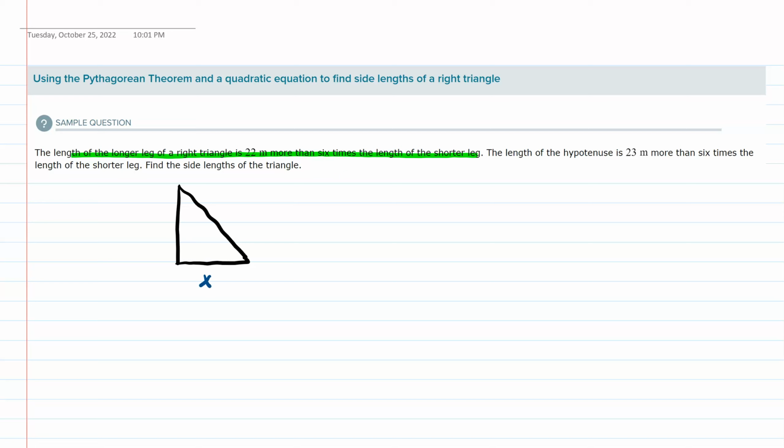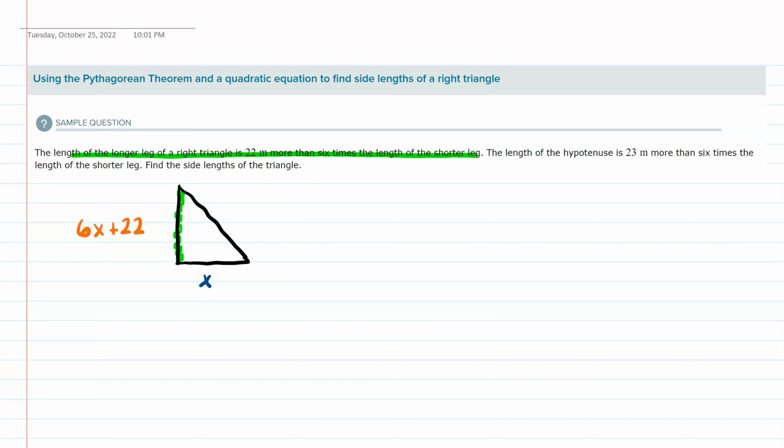So then the other leg, remember legs are the sides of the right angle, has to be 22 meters longer than 6 times the short leg. So that's going to be 6 times the short leg, so 6x plus 22.